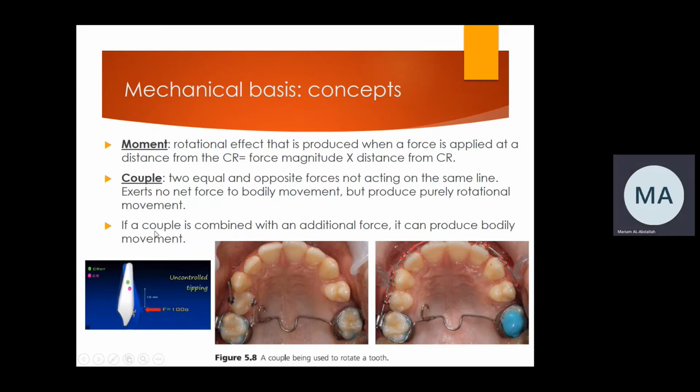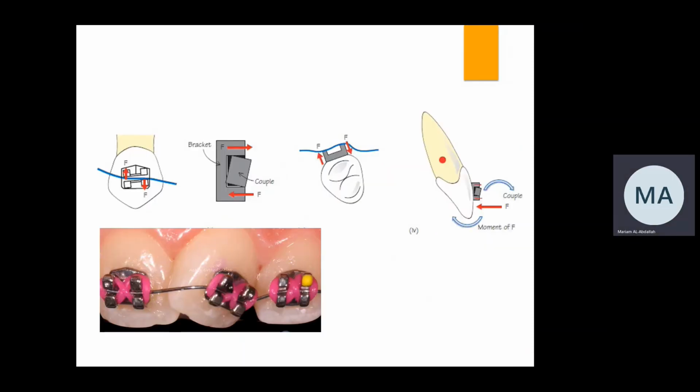Now, if we have a couple that is combined with another additional force, usually we can produce a bodily movement. But a couple alone cannot produce a bodily movement. Usually they produce a rotational effect on the tooth.